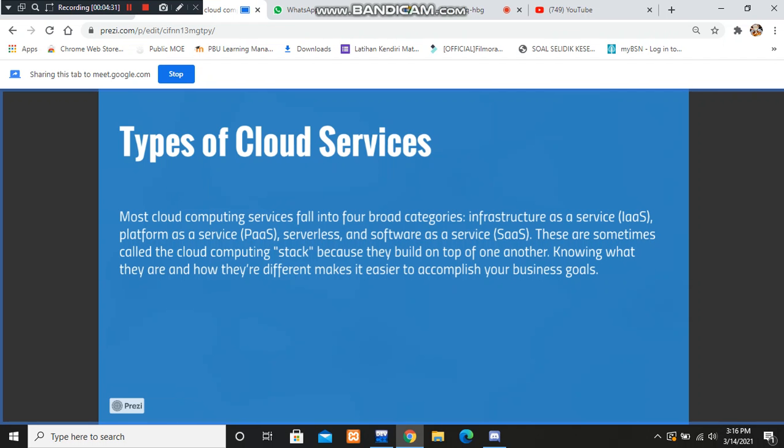Types of cloud services. Most cloud computing services fall into four broad categories: infrastructure as a service, which is IaaS; platform as a service, PaaS; serverless; and software as a service, SaaS. These are sometimes called the cloud computing stack because they build on top of one another. Knowing what they are and how they are different makes it easier to accomplish your business goals.